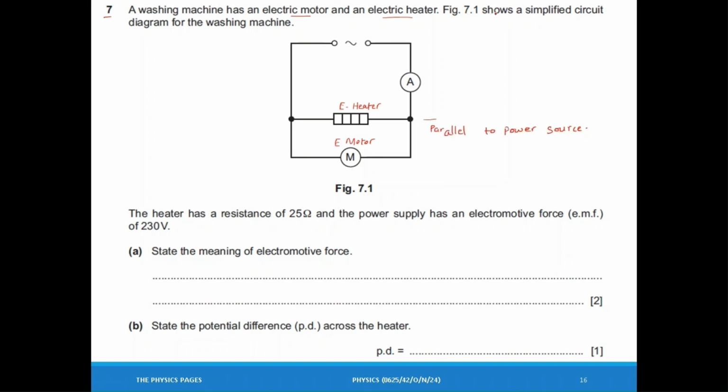Figure 7.1 shows a simplified circuit diagram for the washing machine. The heater has a resistance of 25 ohms, and the EMF of the power supply is 230 volts. Part A. State the meaning of electromotive force.